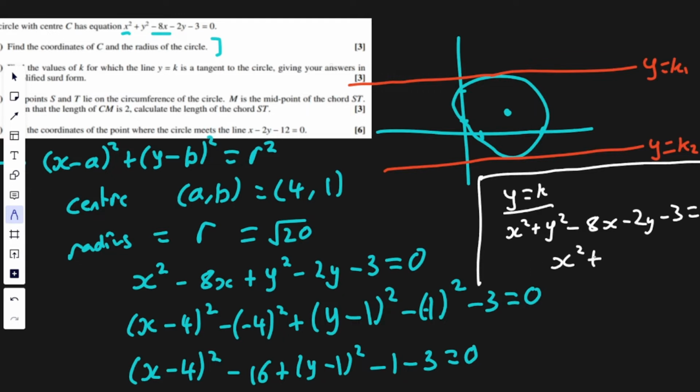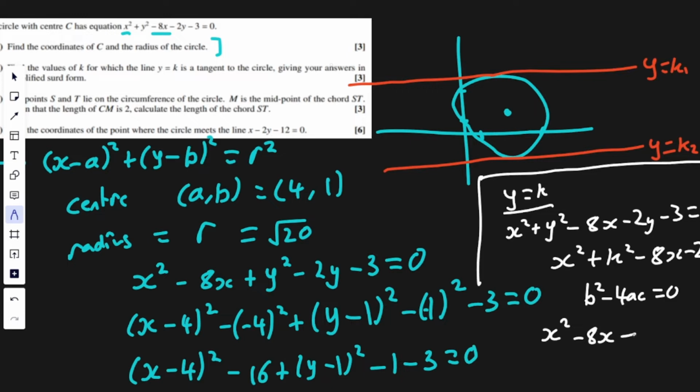So you get x squared plus k squared minus 8x minus 2k minus 3 equals 0. Now at this point you might be thinking, well, this is not any simpler. We've still got a really complicated equation. But what's our fact about a tangent? A tangent intersects once. So my number of solutions to this equation is going to be 1. So now we can state our discriminant: b squared minus 4ac equals 0, one root.